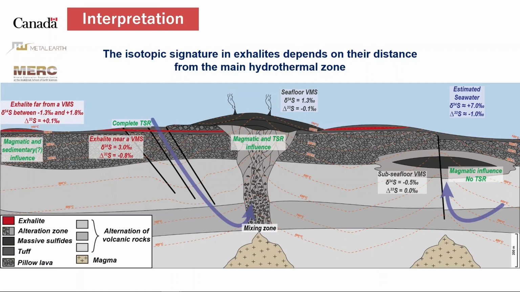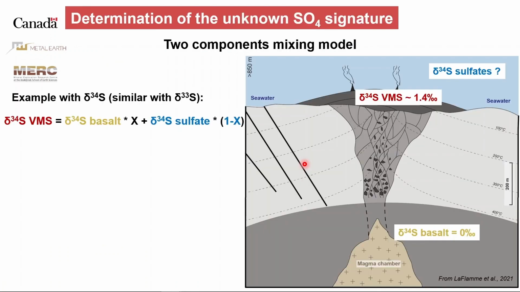For exhalites that are far from a VMS or disconnected from a VMS deposit, the temperature is lower, so the TSR is less effective, and you record a magmatic or sedimentary, even possibly biological, signature in the sulfur isotopes of this exhalite. So here it's just to explain the data we have, and from this data the idea was to determine the isotopic signature of the seawater sulfate directly. For that we can use a two-component mixing model.